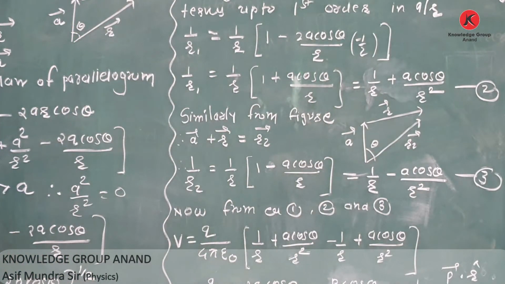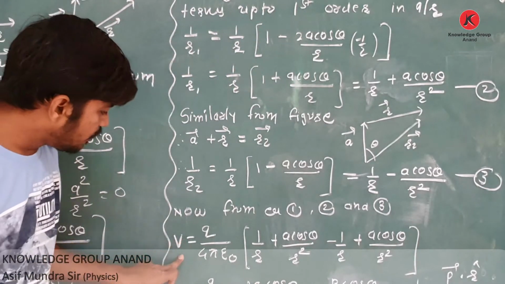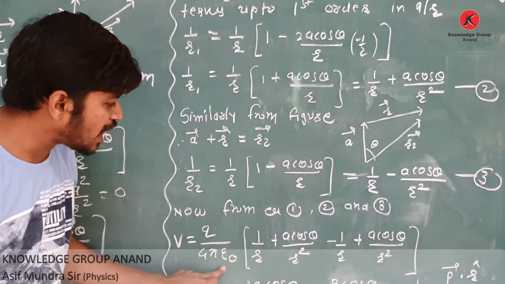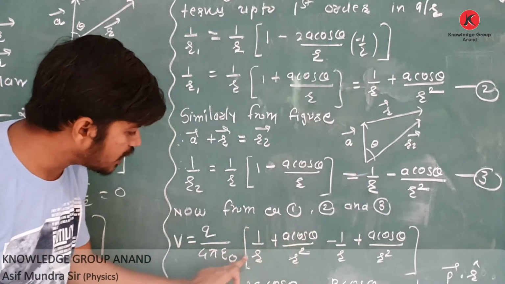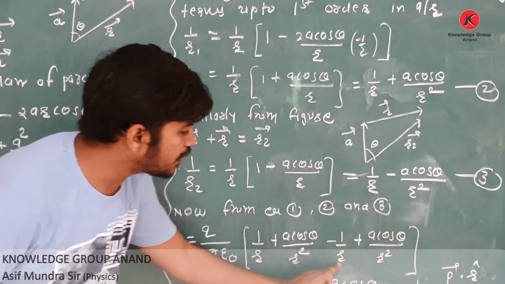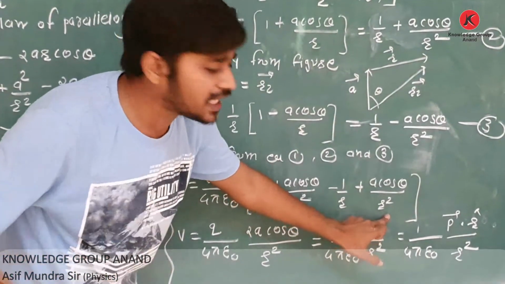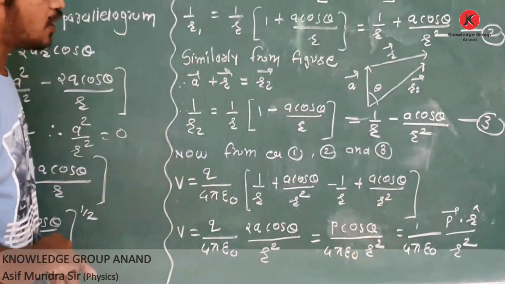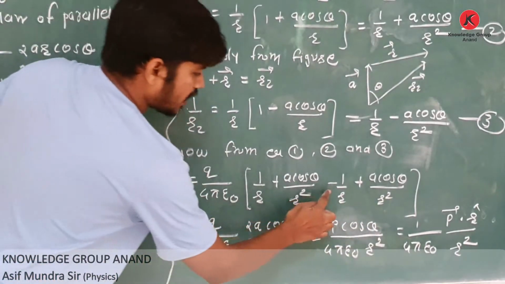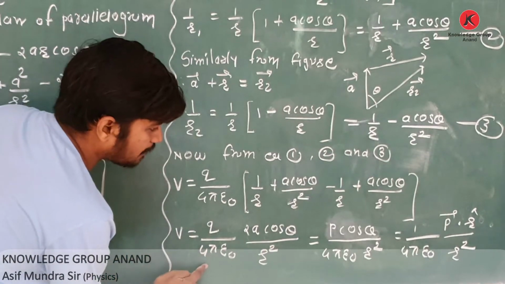So from these three equations number 1, 2 and 3, how to write potential? V is equal to Q upon 4 pi epsilon 0, value of 1 upon R1 minus value of 1 upon R2. Between two terms, it is a negative sign. So you have to change the sign of 1 upon R2. 1 upon R1, 1 upon R, cut. So Q upon 4 pi epsilon 0.